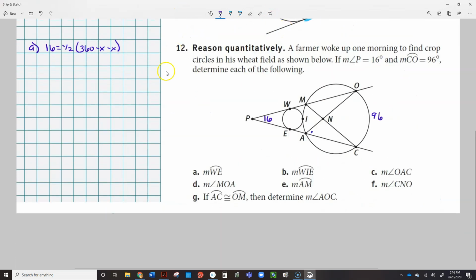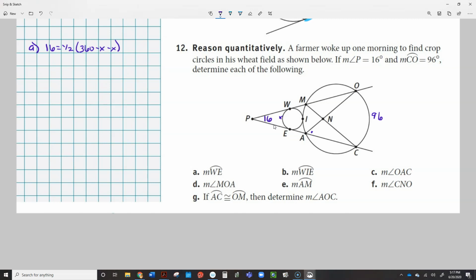All right, so we go down here to number 12. They wanted us to find WE. So WE, I'm just going to try to ignore everything else. WE is what I'm looking for. So I'm going to call WE X. That's what I'm going to call it. If this piece is X, then this piece right here, WIE, that's 360 minus X.